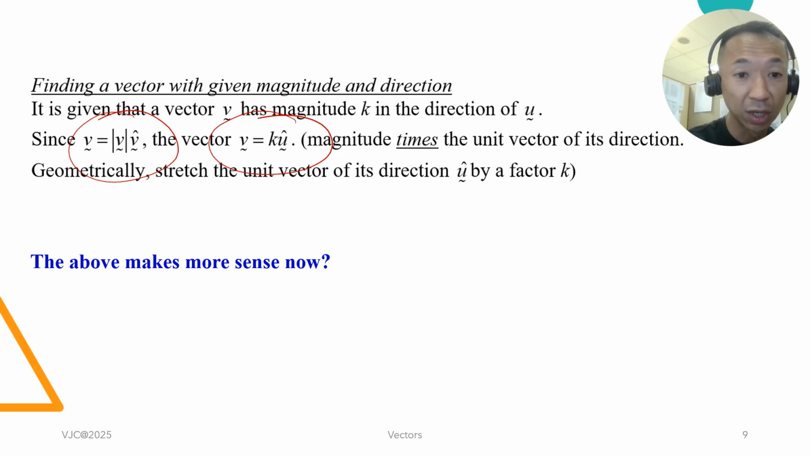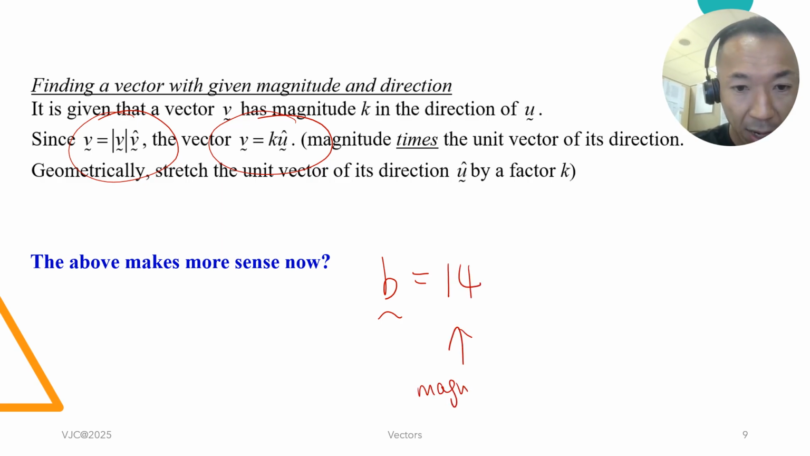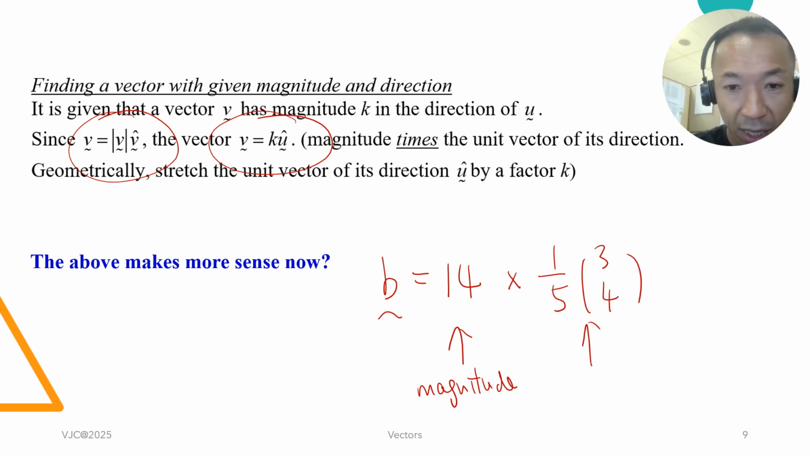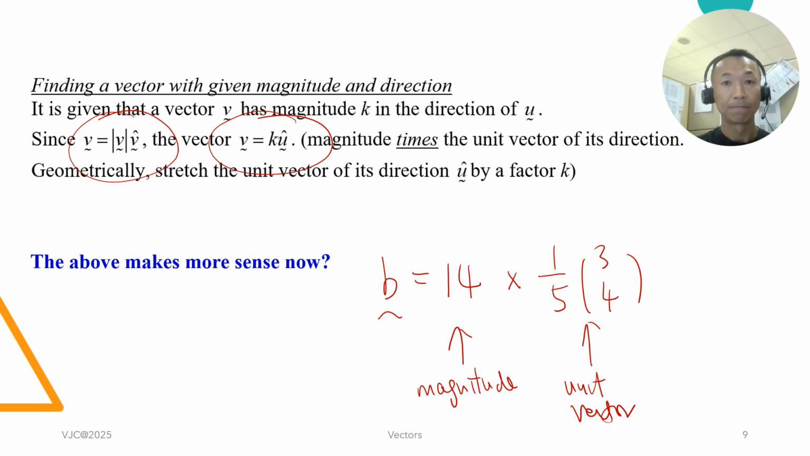All right. So because just now recall what we did, we say B is 14, which is the magnitude, multiplied by our 1 over 5 times (3, 4), where this is the unit vector. All right, that's that.